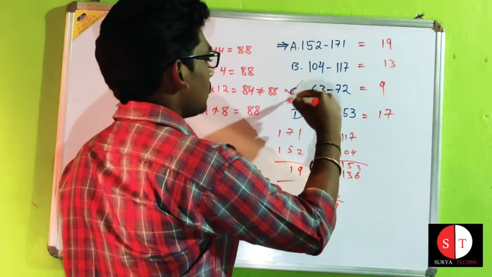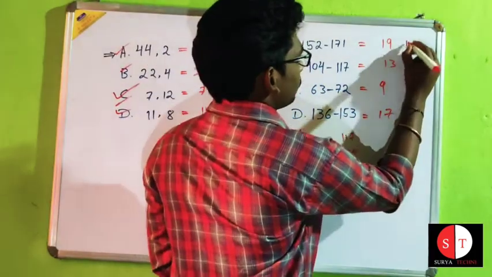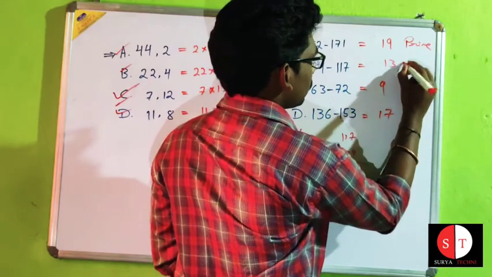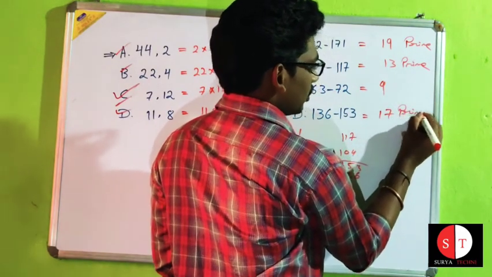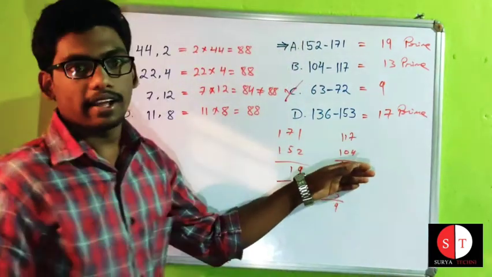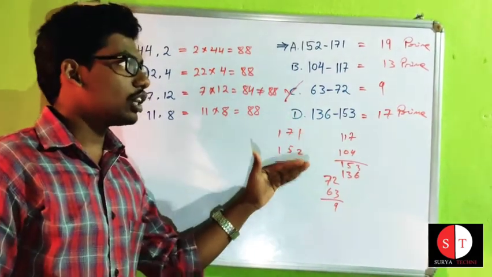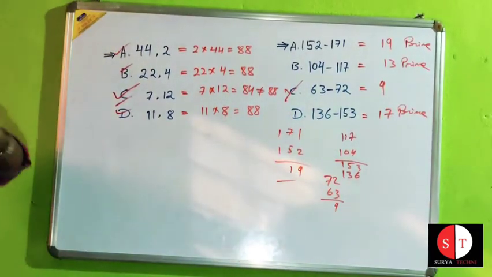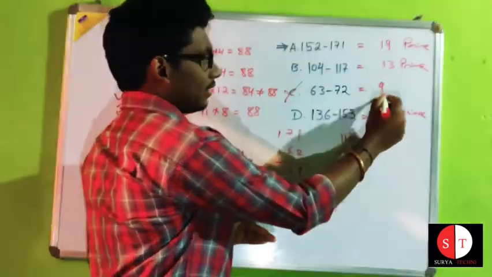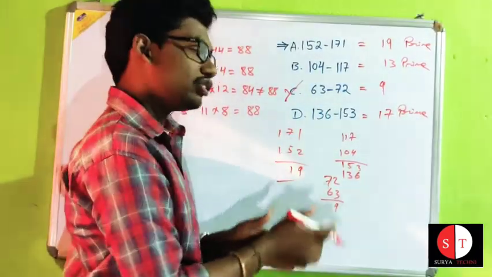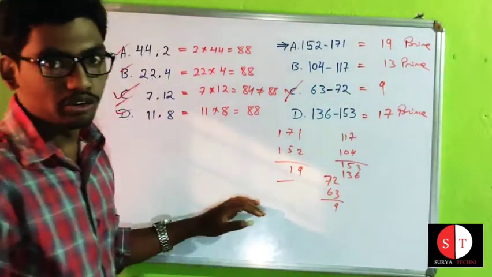So okay, option C, I think, because 19, 13, 17 are prime numbers. As I told in the last question, 17 is a prime number and 13 is also a prime number. So option C is the right one, with the difference 9. 9 is divisible by 3. So okay, let's move forward.